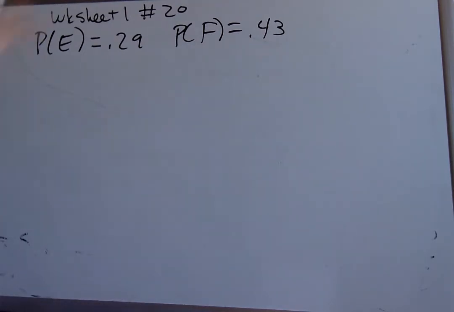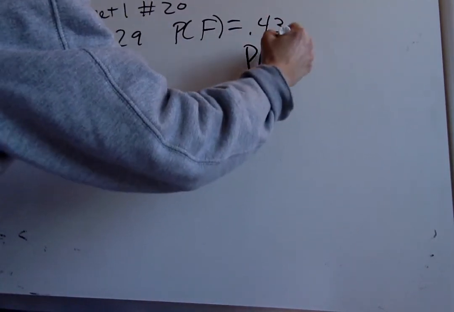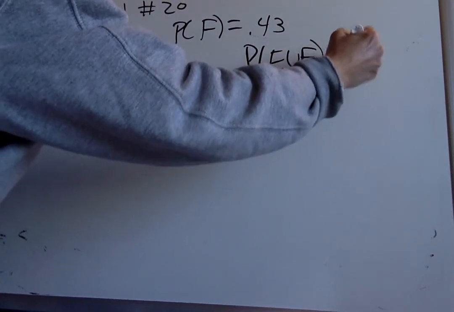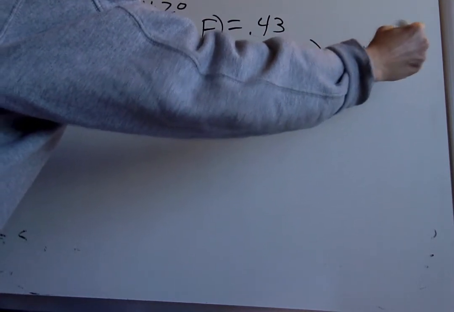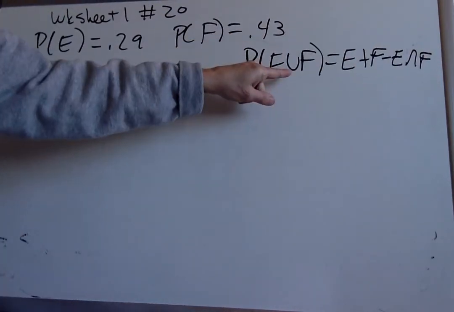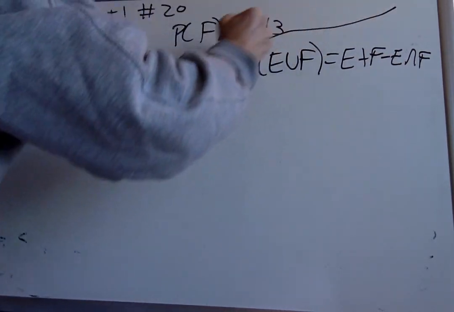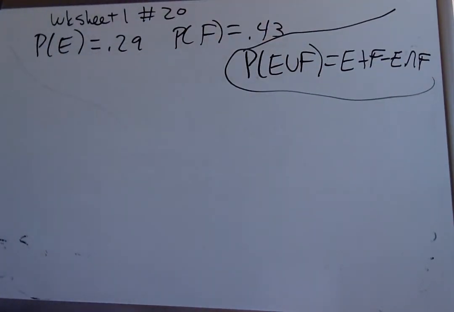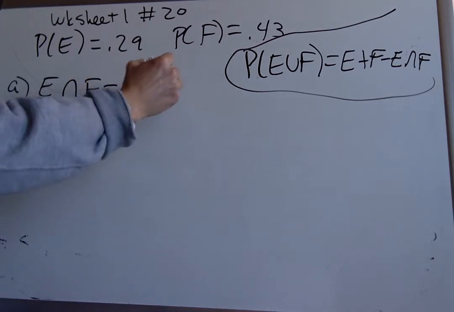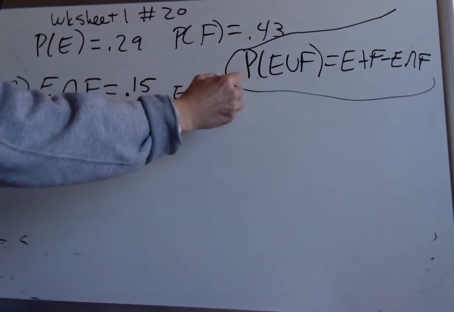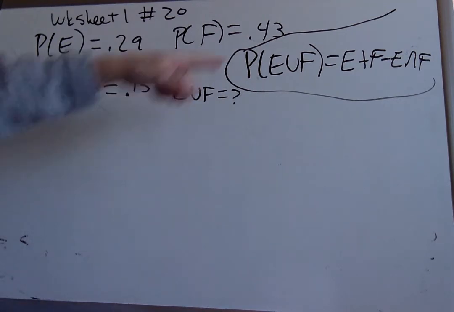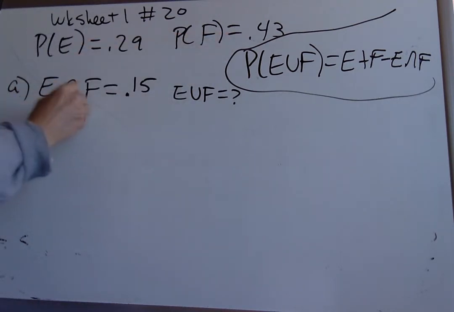Just so I don't have to write it over and over, this entire problem is making sure you know the addition rule: E or F equals E plus F minus E and F. We're going to keep this tucked over here because that's what this problem's about. Part A says if E and F equals 0.15, then what does E or F equal? They just want us to do the addition rule.